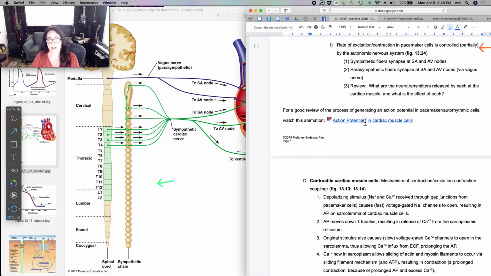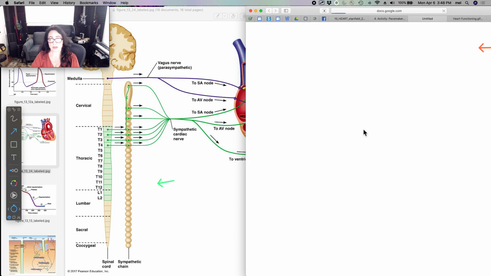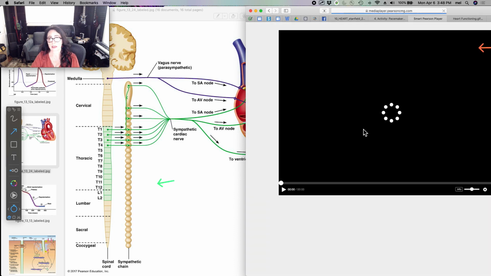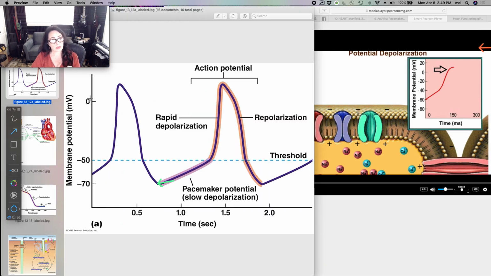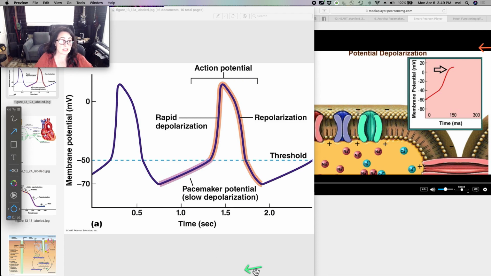there is a good interactive physiology animation. I'm not going to play this, I'm just going to show you what it looks like, that goes over the process of generating an action potential in these cells. It goes through and shows you the ion channels at the same time. And this one specifically focuses on the autorhythmic or pacemaker cells, and then it leads into the next step we're about to talk about. Okay, so all this fancy stuff that we've talked about, and we haven't even contracted yet. All we did was depolarize and then send it through gap junctions.